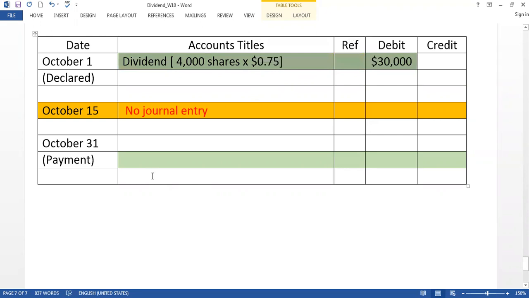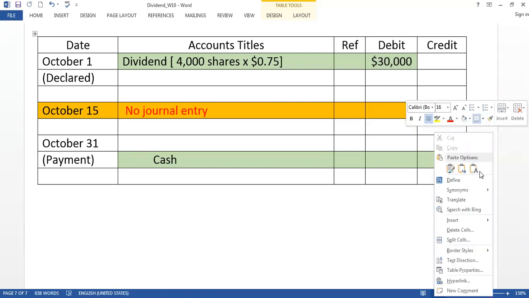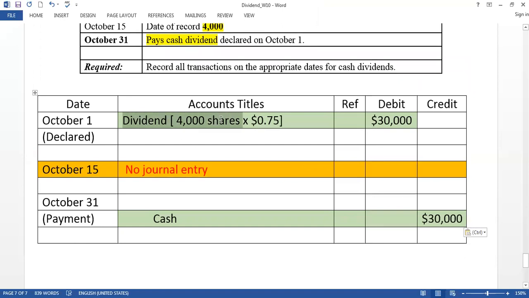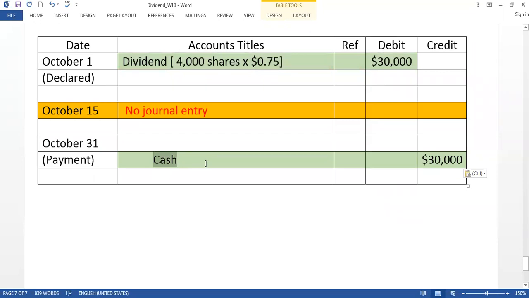And when the company pays cash, look at here. The company pays cash on another day, October 31st. And when the company pays cash, cash is credit, $30,000. Do you understand? The company records dividend on October 1st, dividend debit, right? But the company pays cash on another day, it is cash credit.